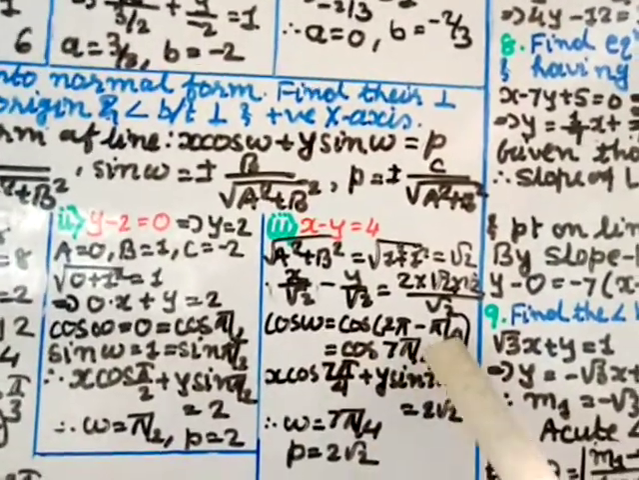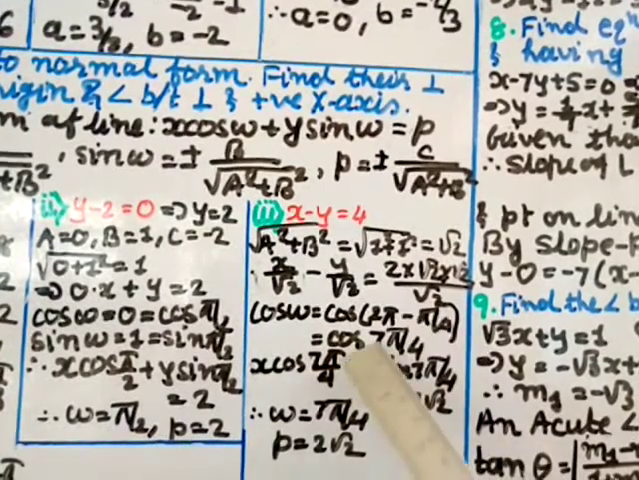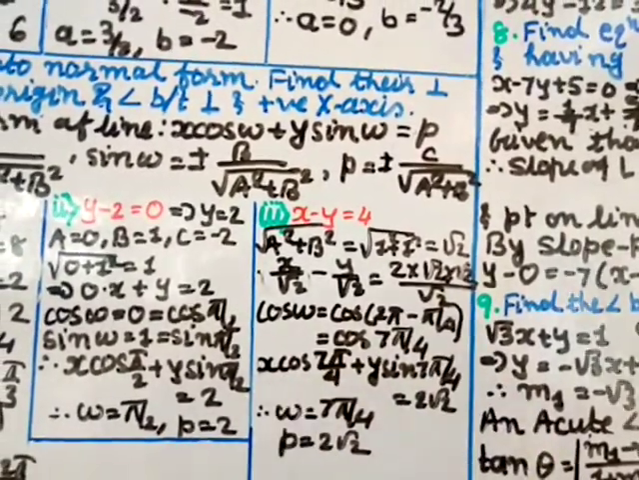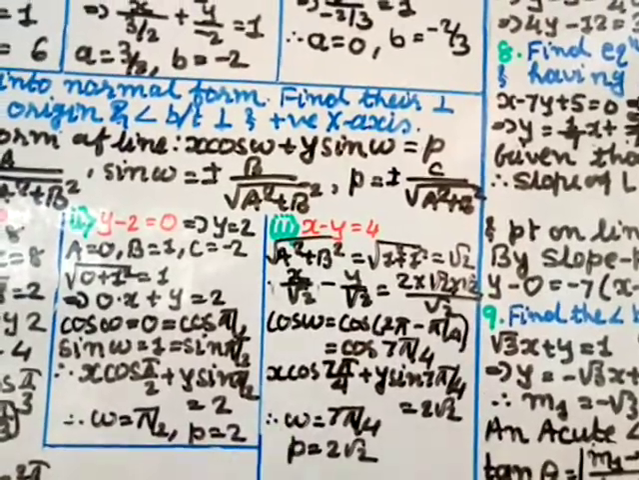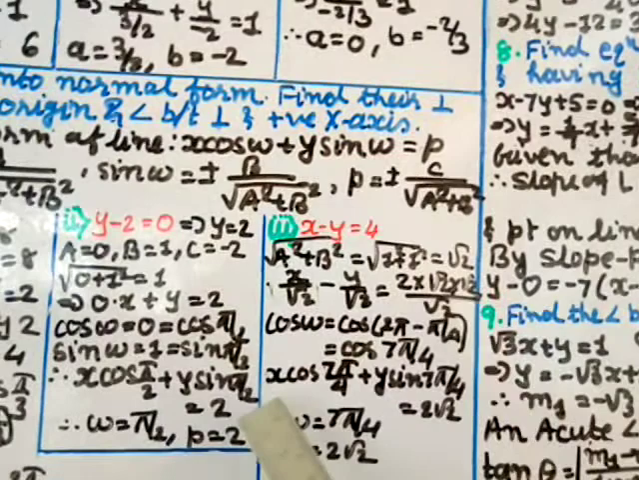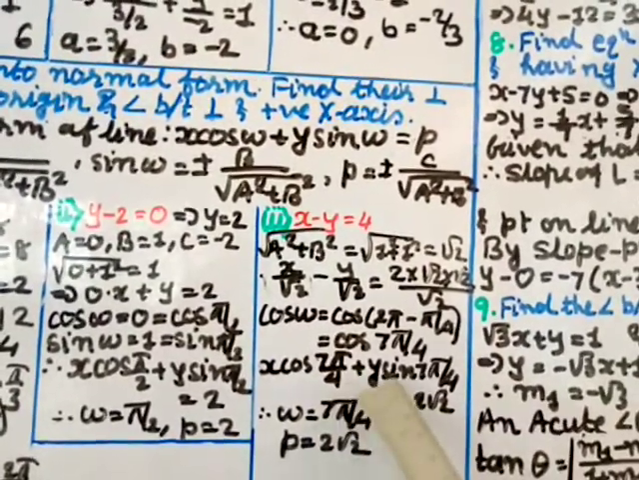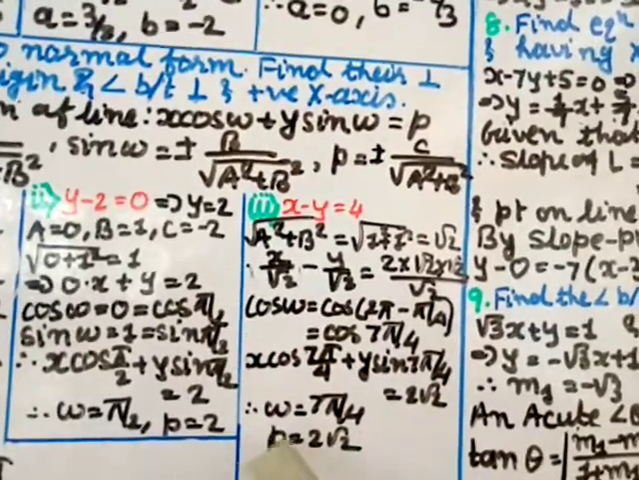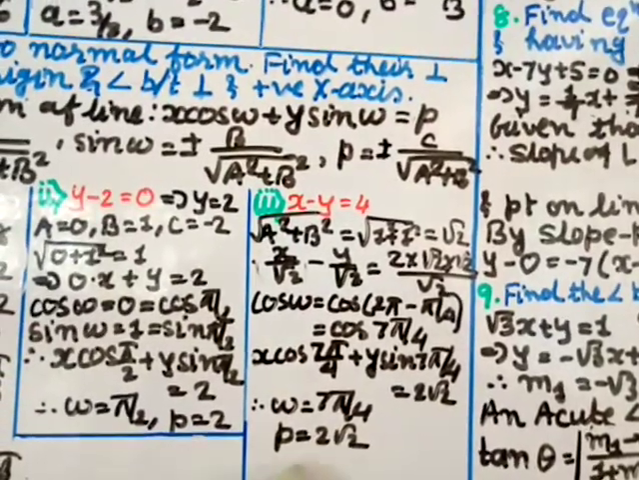So you take LCM, so 4 into 2 is 8 minus 1 is 7 pi by 4, so cos 7 pi by 4. And in the same way for sine also it will be 7 pi by 4. So you can write this equation in this form as x cos 7 pi by 4 plus y sin 7 pi by 4 equal to, from here, 2 root 2. So the omega value is 7 pi by 4 and p value is 2 root 2.